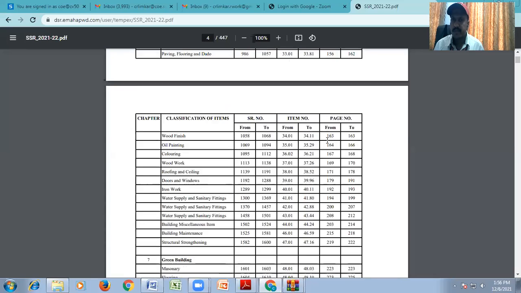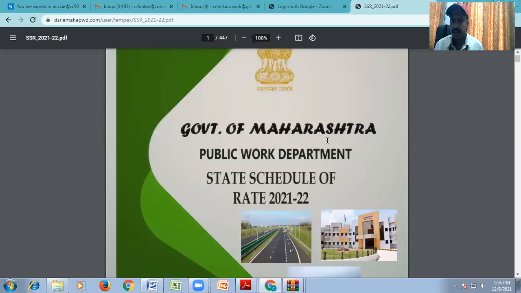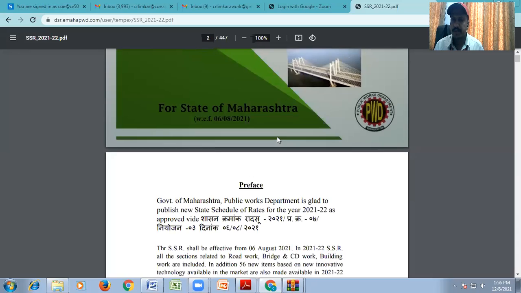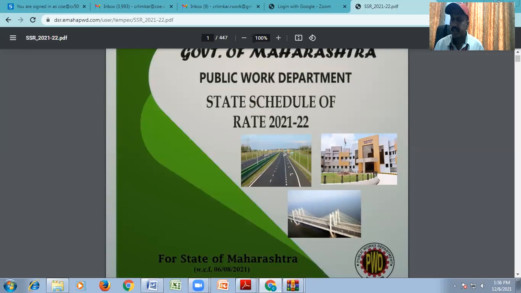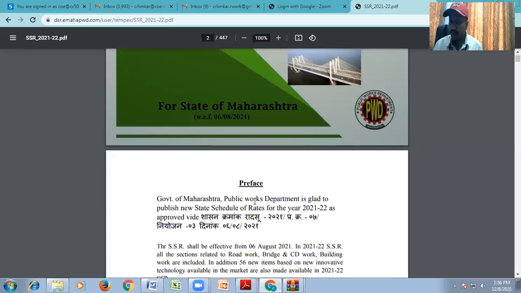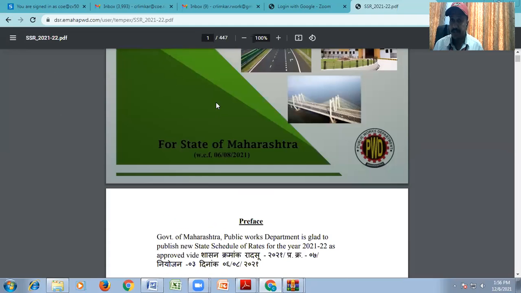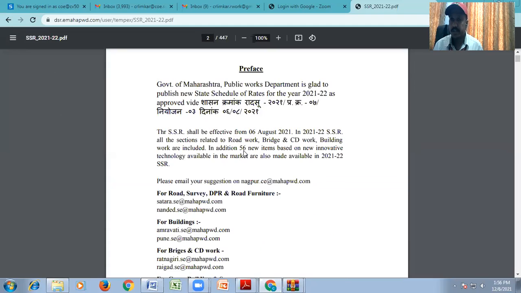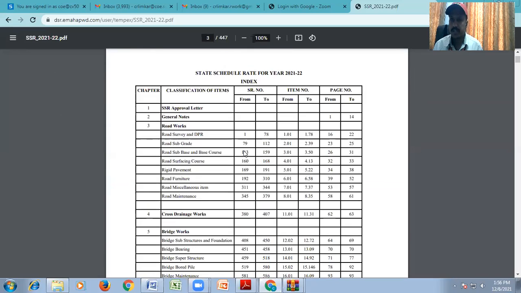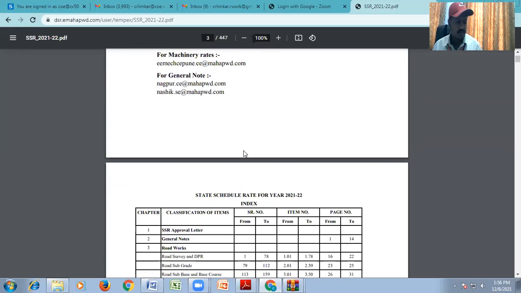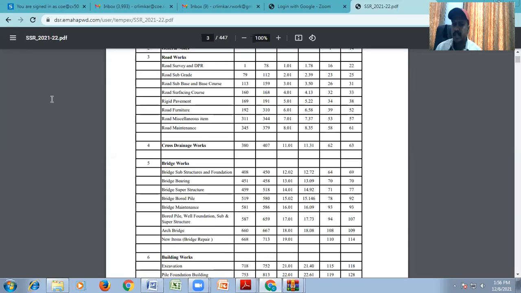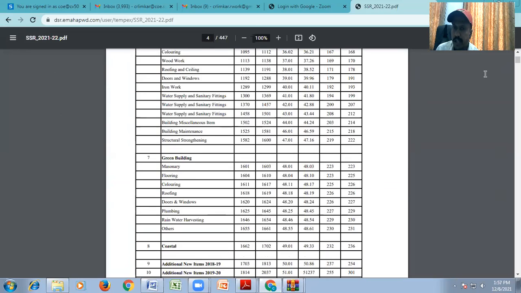Okay. So let us start with the discussion. Our discussion is SSR for 21-22. This you have to use for your work. Now this is effective from 6th of August 21, and I think it will end before July next year, up to 30th July. Then you will again have a new SSR.